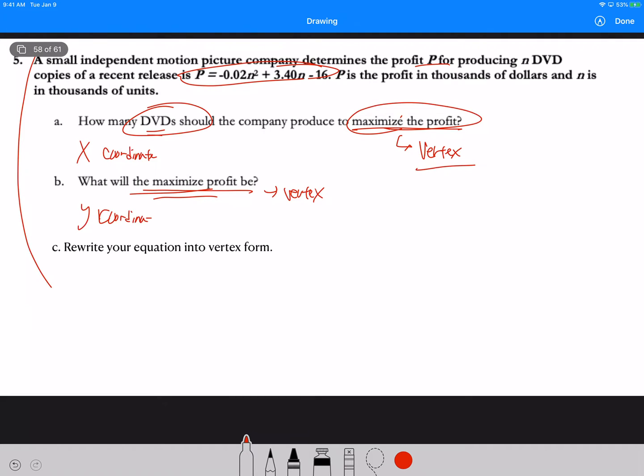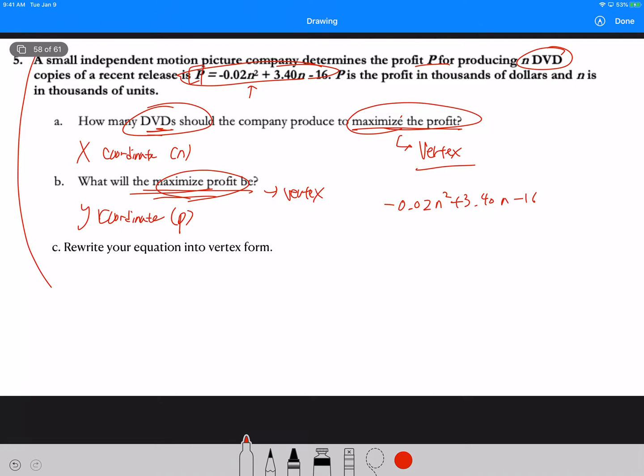And how do I know that? Well, it's because the n value represents x, and this is talking about how many DVDs that company should sell, and profit is obviously given to us as P, which is in the equation your function f of x or your y. So now we have determined what variables we're looking for. Okay, so let's take a look at this equation and see what we can do.